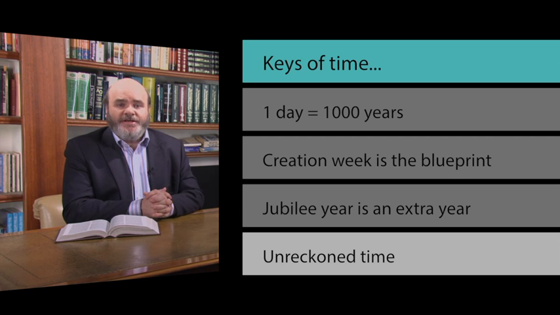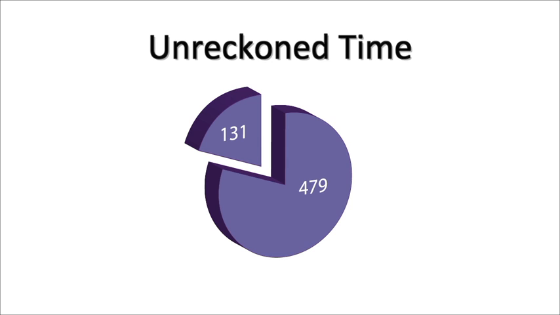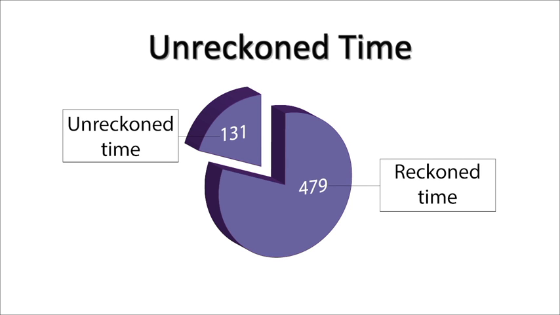This is convincingly revealed by the 479 completed years recorded in 1 Kings 6:1, which are 131 years short of the actual time. Now, the total times of servitude are also 131 years. So if they are subtracted from the total time, this gives exactly 479 years.